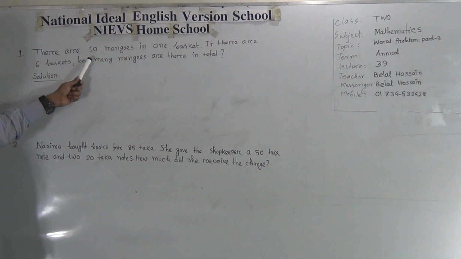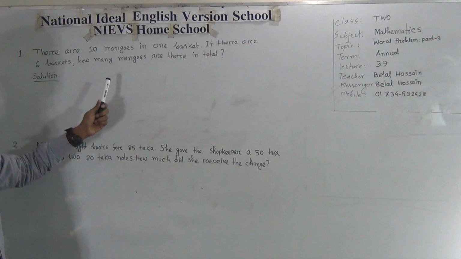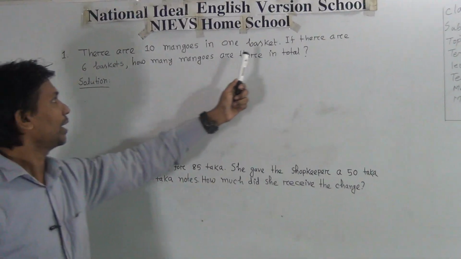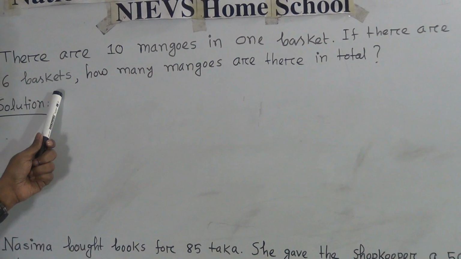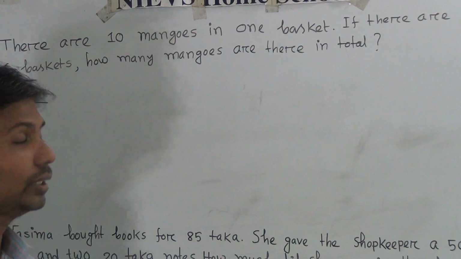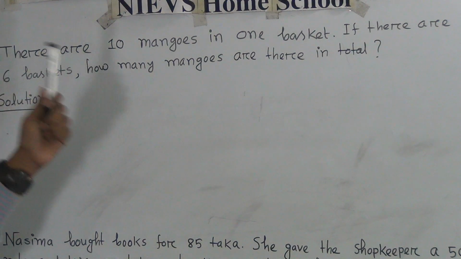There are 10 mangoes in one basket. That means in one basket there are 10 mangoes. If there are 6 baskets, how many mangoes are there in total? Dear student, observe here. One basket contains 10 mangoes. So 6 baskets contain more mangoes.